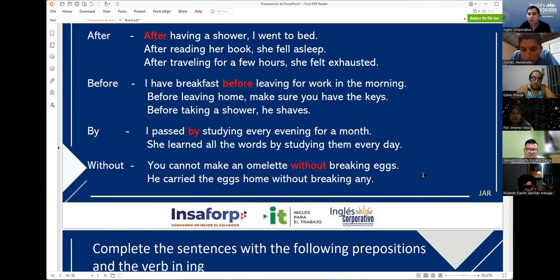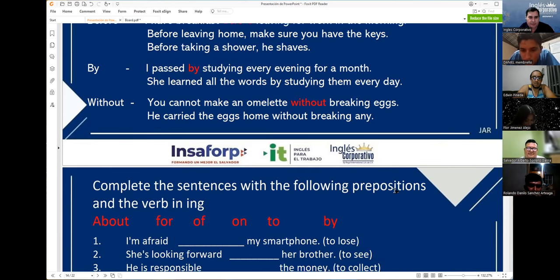Someone says, hey, look, without hands, the bicycle, right? Well, without hands, and then accident. Without teeth, sin dientes. No, we have to be careful, okay? Be careful. So without, sin.